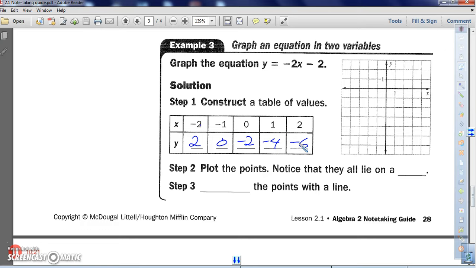Now I want to plot those points. So I'm going to go to the point -2 comma +2, -1 comma 0, 0 comma -2, 1 comma -4, and then 2 comma -6. Now notice that these points all lie in a line. So I'm going to go ahead and connect those points with a straight line. So connect the points with a line. So there's the graph of that equation.